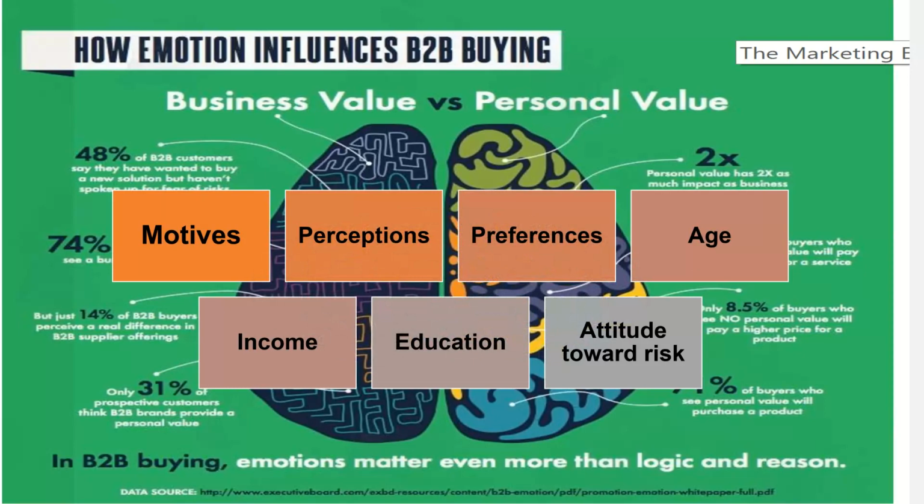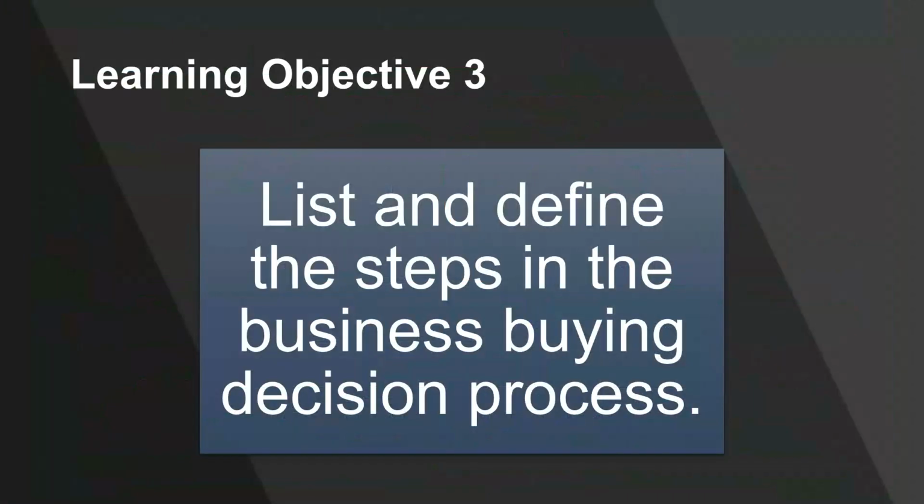So the person that's selling to a business buyer needs to really understand motives, perceptions, preferences, ages, income, education, and attitude towards risk, because all of those things will impact if Patty's going to buy from them.